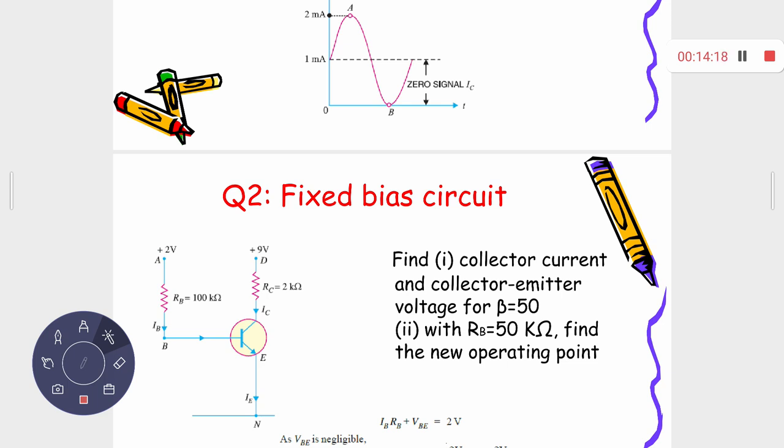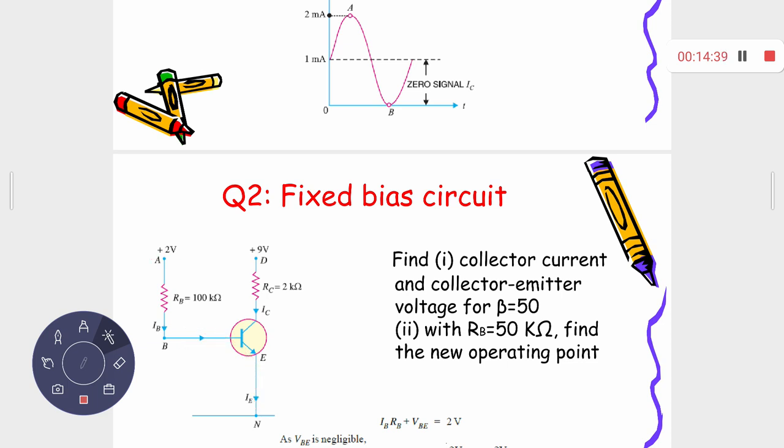Okay. Now, let's assume that your VBE is equal to 0.7. Sometimes you can neglect it, sometimes you cannot. If you cannot neglect it, you can find out. Here you have a 2 volt supply. IB current will flow through this RB, and since the emitter is grounded, you have a VBE drop there.